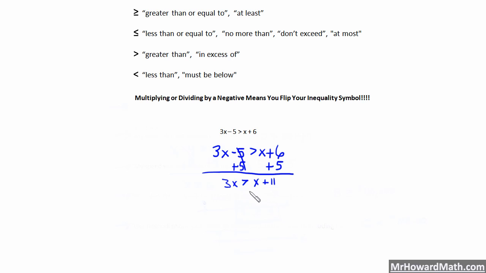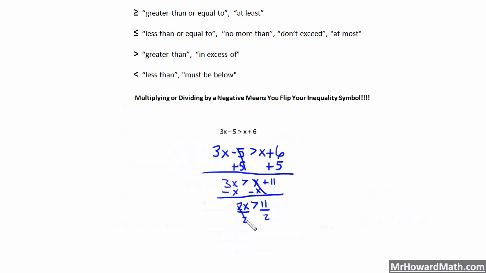Now I have to subtract x. That's my next step there. So this strikes out. 11 comes down. Greater than comes down. 3x minus an x, that's 2x. 3x's minus 1x gives me 2x. 3 of anything minus one of those same things gives you 2 of those things. In this case, x. So we're going to divide by 2 as our last step.